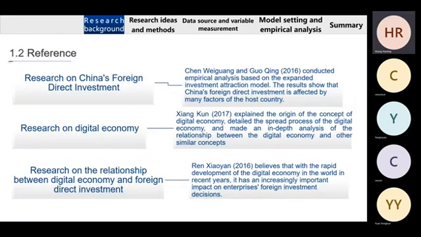Based on such a background, we have made a summary of related literature in recent years. First, relevant studies on China's foreign direct investment mainly show that it is influenced by many aspects of host countries. The second is relevant research on digital economy, which mainly reviews the concept of digital economy and its impact. The third is the study on the relationship between digital economy and foreign direct investment, which believes that digital economy has an increasingly important impact on the international investment activities of transnational corporations.